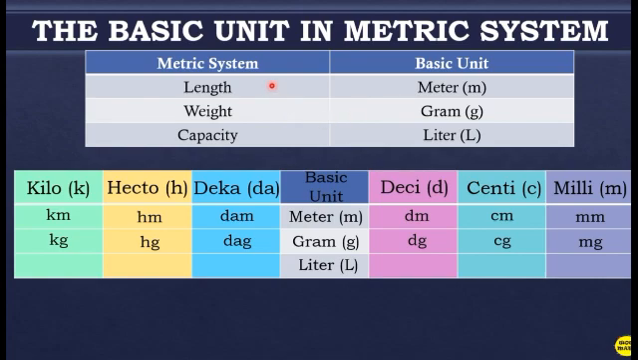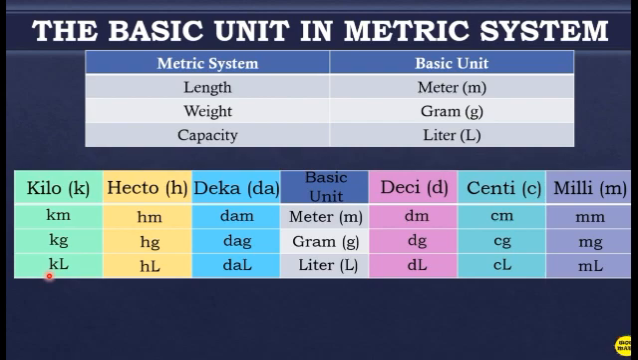And then for length, right? Here we use the meter. How many kilometers from your house going to school, 2 kilometers, right? So those are distances. That is where we use it. So for liter, we just replace the basic unit: kiloliter, hectoliter, decaliter, deciliter, centiliter, and milliliter.